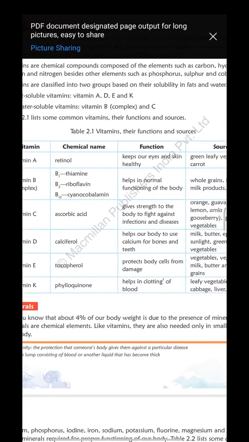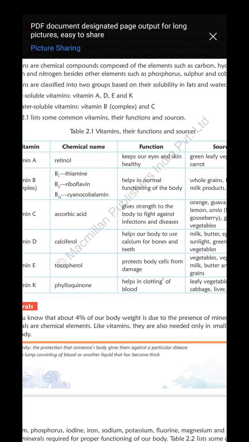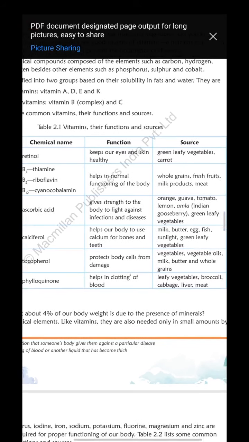Vitamin A function is that it is useful for eyes and skin. Vitamin A, eyes and skin. And the source for this is green leafy vegetables. Green leafy vegetables are the source for this. And carrot also has vitamin A.